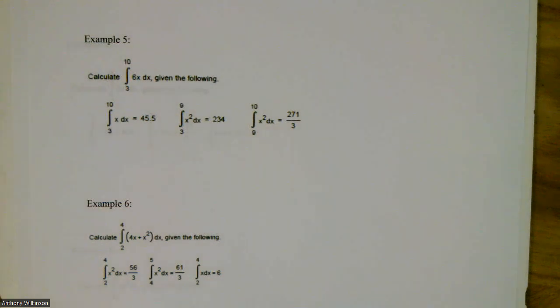The integral from 3 to 9 of x squared dx will be 234. And the integral from 9 to 10 of x squared dx will be 271 over 3.